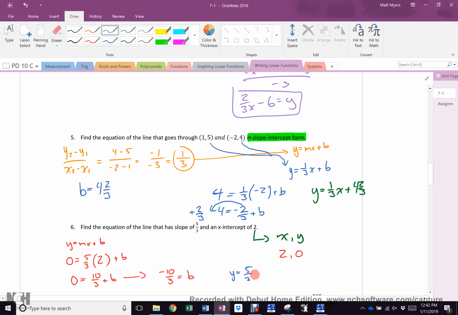5/3 x minus 10/3. It's easy, right? It's just doing algebra. No new stuff. That's why this unit is 1 page of notes. Well, 2.